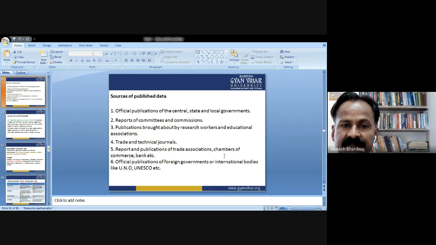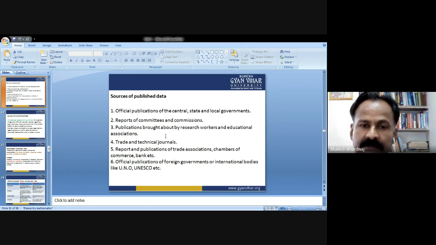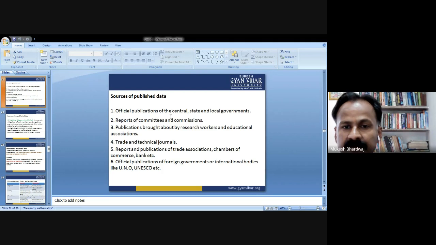Sources of published data. What are the various sources of published data providing the secondary information? That is official publications of the central, state and local governments. What are the official publications in a routine manner by the state government, the central government and the local governments? They are the secondary source of data. Second is reports of committees and commissions. Whatever the reports are submitted as a record, they are again referred to as secondary data.